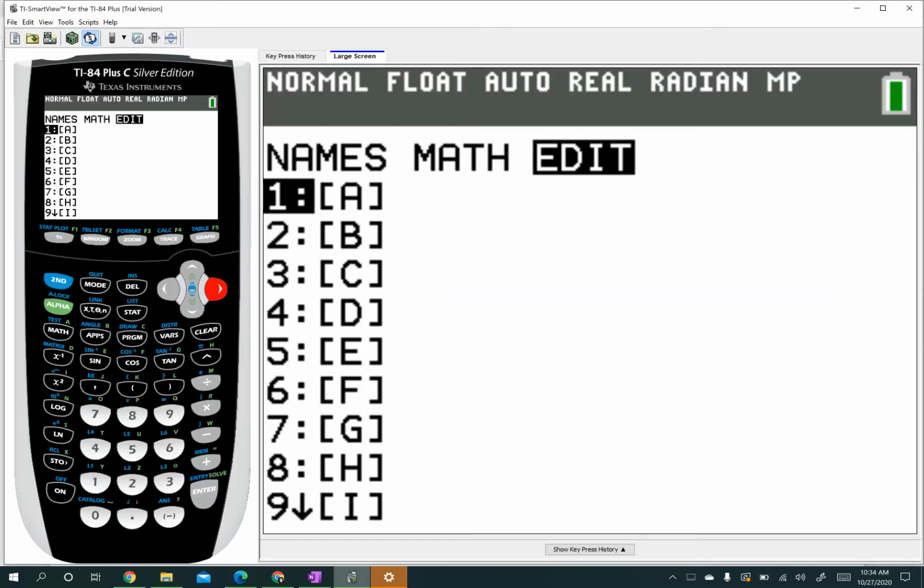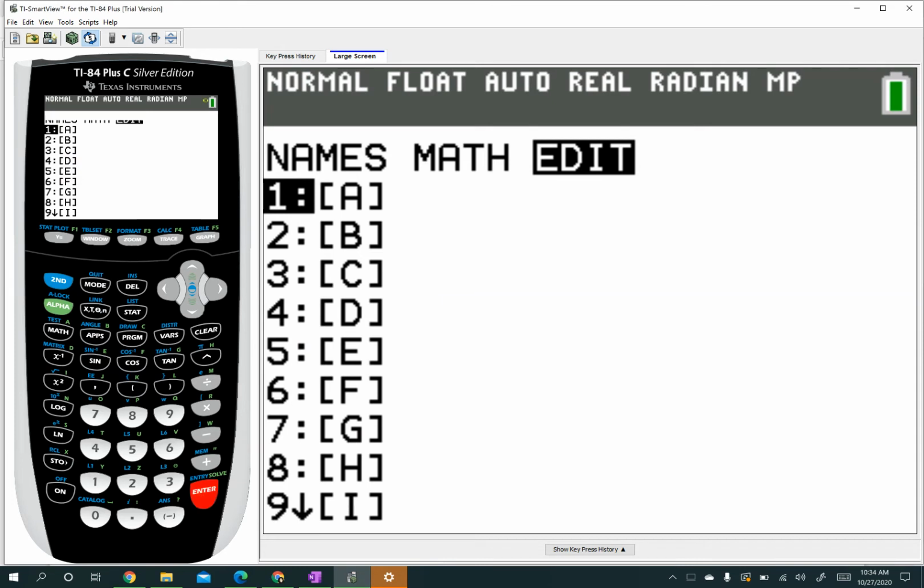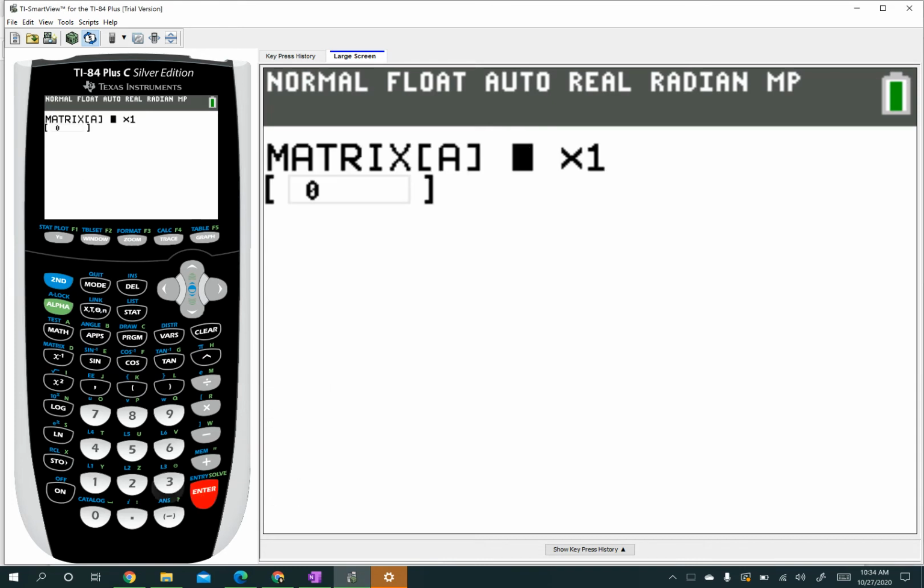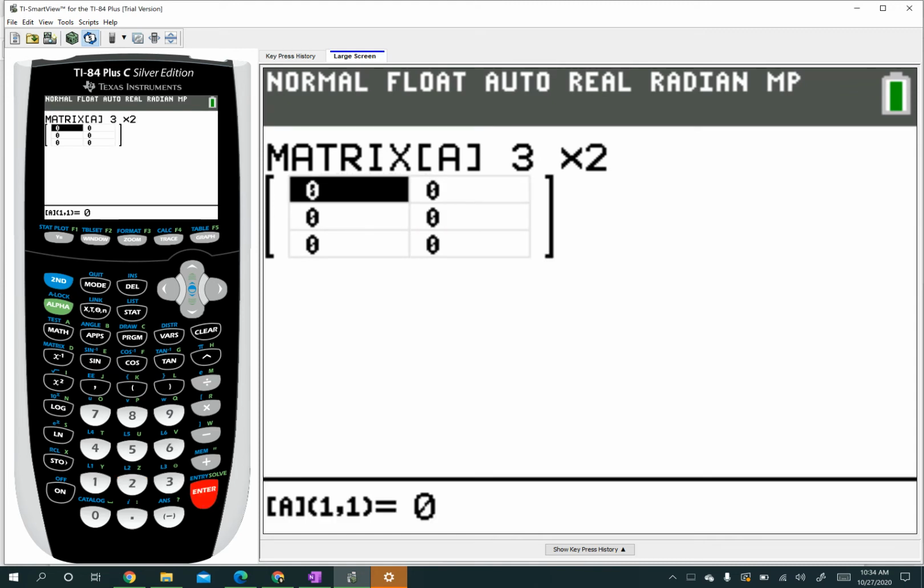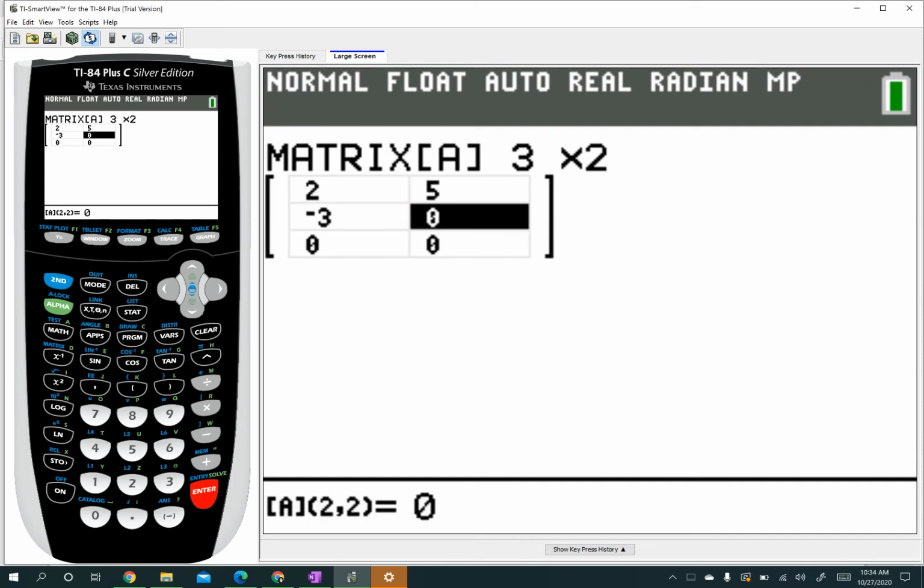So, to our matrix. We're going to first put in all of our matrices. So A is a 3 by 2. So when we go and we edit, we're going to edit matrix A. We're going to tell it what size we want. So we want a 3 by 2. And when we put in the size, it'll switch the matrix to the right size so that we can adjust it to the correct size. And then that way we know we put it in right. So 2, 5, negative 3, 7, 1, negative 4. And then we'll go back to second matrix and we'll enter all of the matrices.